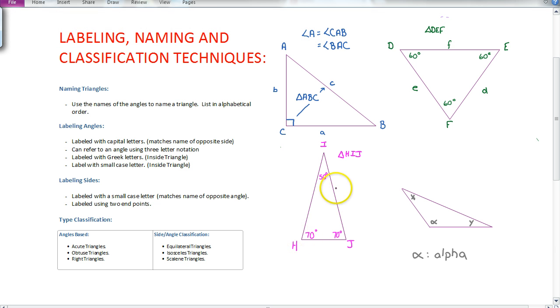If this is angle H, this is length H. If this is angle J, this is length J. This is angle I, this is length I. This is a very commonly used convention when working with triangles, and it's really important that we adopt this because this is going to make it easier to communicate ideas.